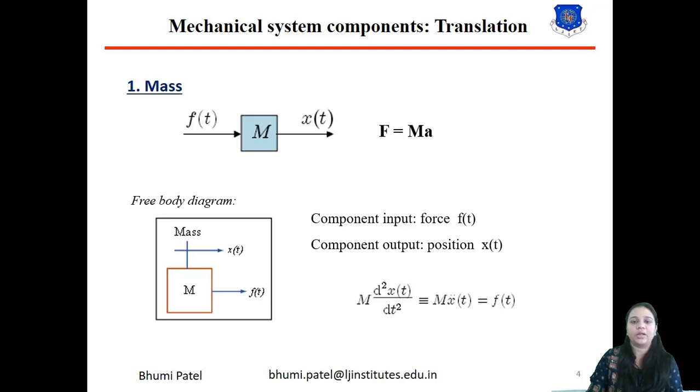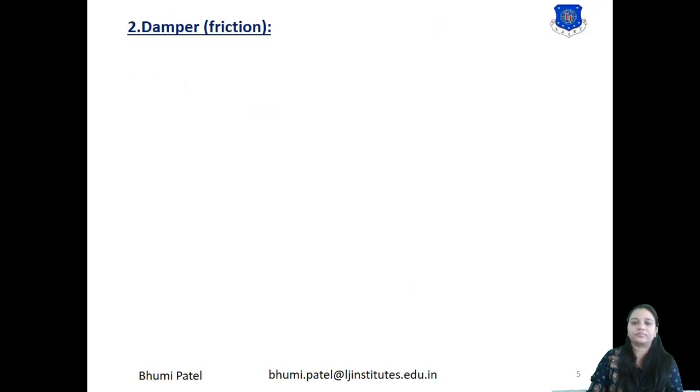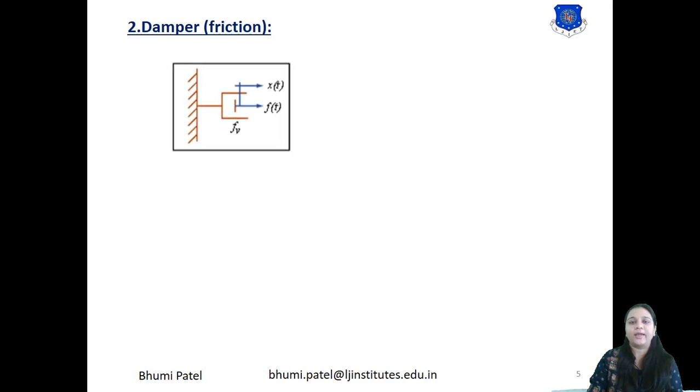Further, according to Newton's third law, action and reaction are equal and opposite. Hence, a reaction force is produced in the body as soon as the displacement of the body takes place, and the direction of such a force is opposite to the acceleration. So, the equation will become f(t) = m d²x(t)/dt² = m x double dot(t). Next is damper.